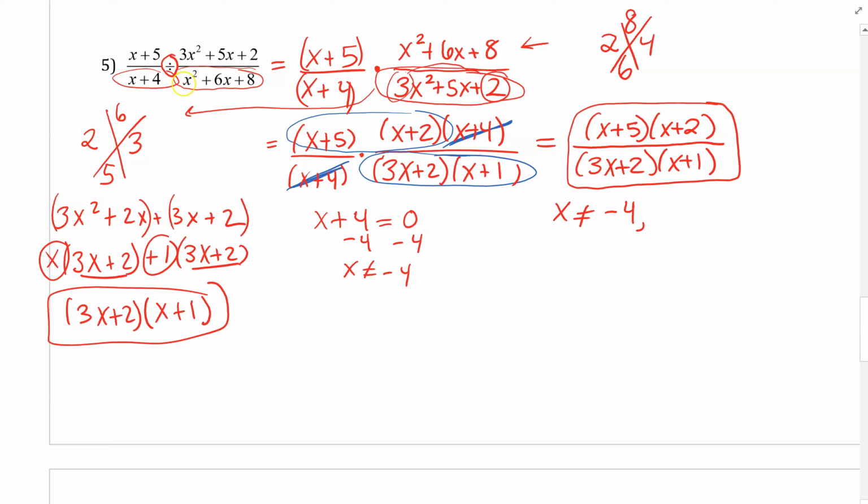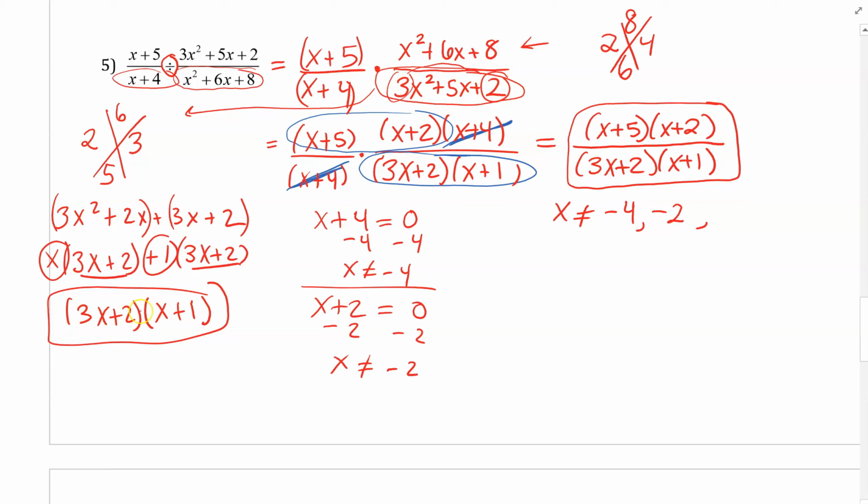Then when I factored x squared plus 6x plus 8, I got x plus 2 times x plus 4. So we already dealt with the x plus 4, but now I need to deal with the x plus 2. Right? So that would give me an excluded value of negative 2. X can't be that. So that takes care of these denominators. And then when I flip this fraction over, this guy ended up in the denominator.